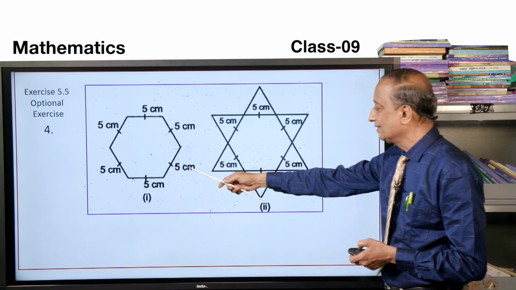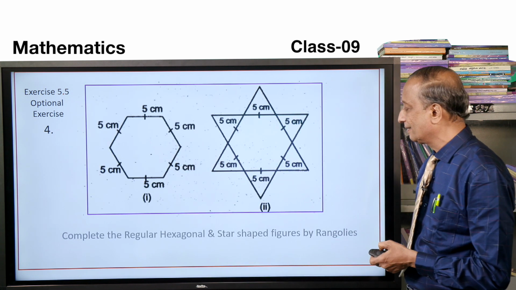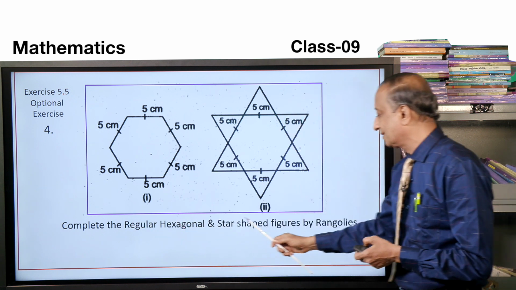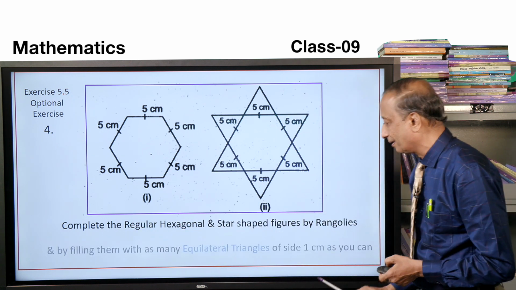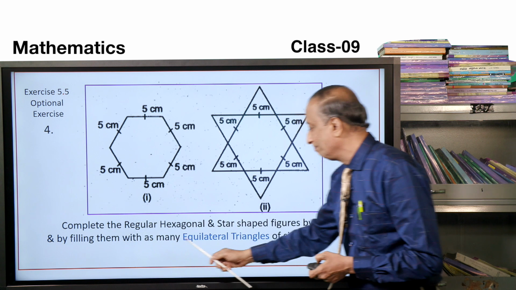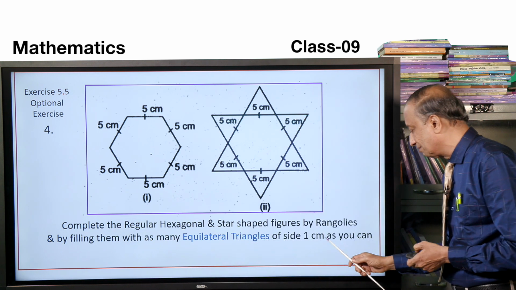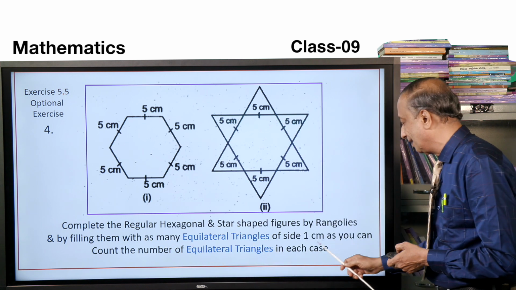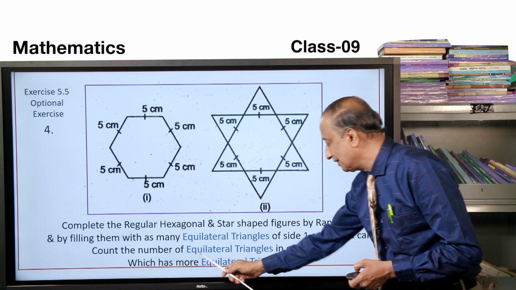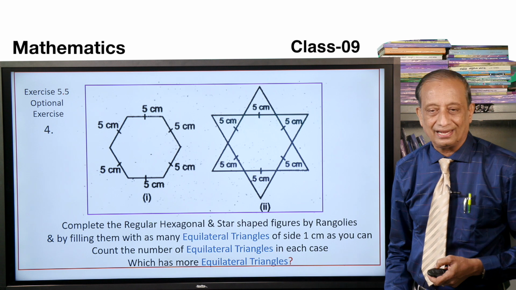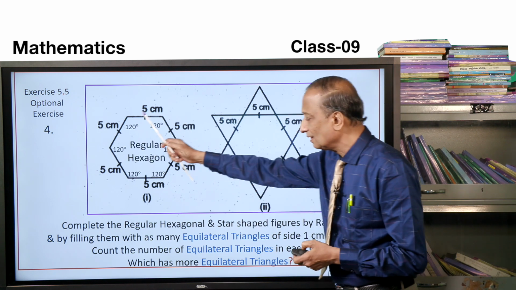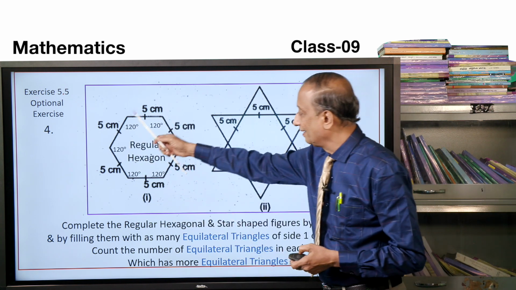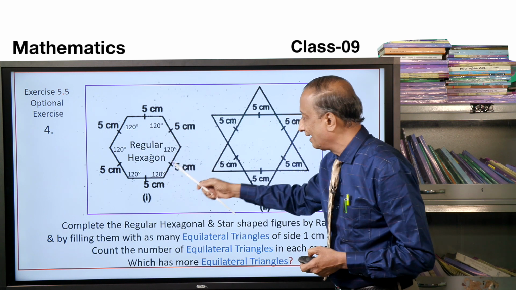Here a regular hexagon and a star are given. We have to complete the regular hexagon and star shaped figures by rangolis, filling them with as many equilateral triangles of side 1 centimeter as you can. Count the number of equilateral triangles in each case. Which has more equilateral triangles? This is the question.